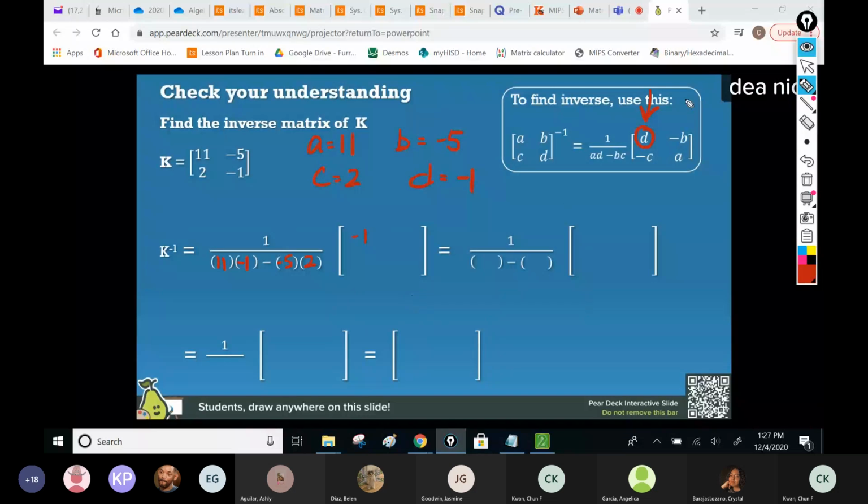You need a negative B on the upper right, so that means -(-5), and the two negatives become a positive, which means now it is a positive 5. And then the lower left is a negative C, so we need a -2 right here. And then the lower right, we need an A, so it's 11 right here.